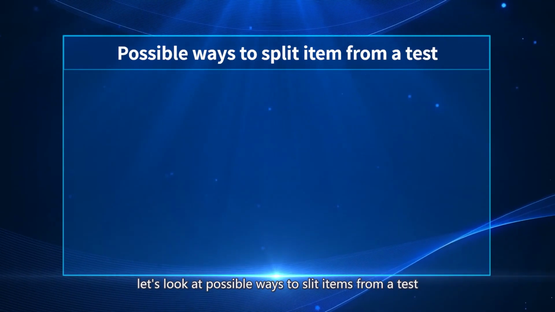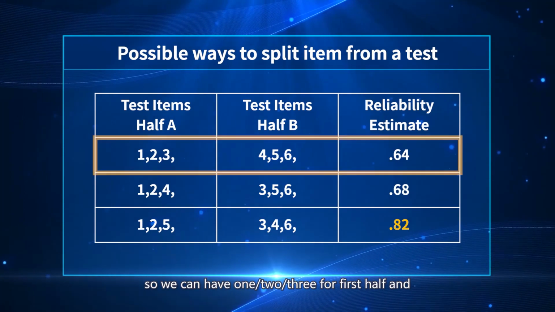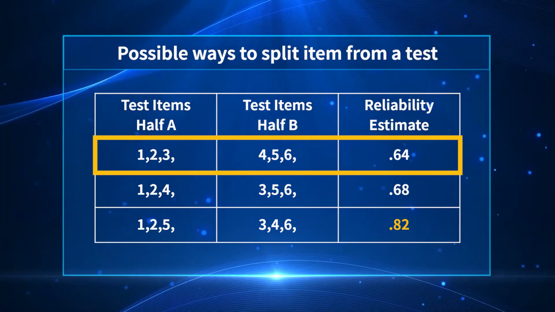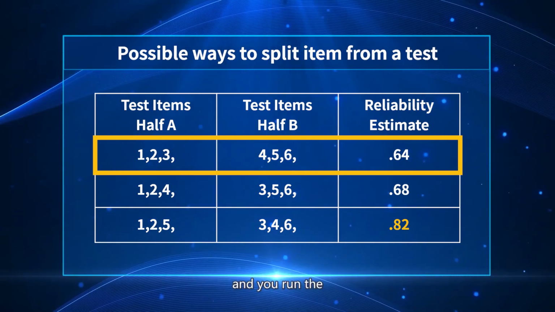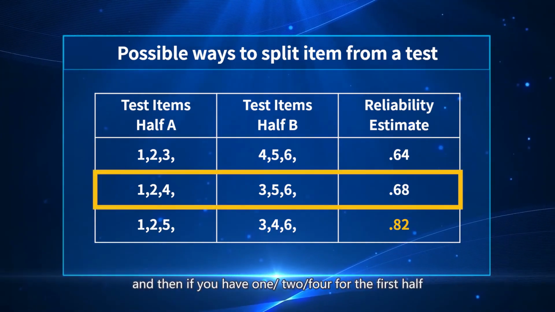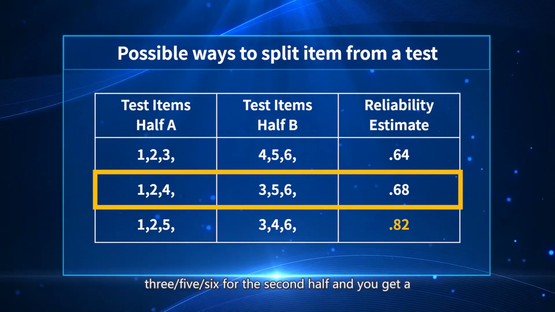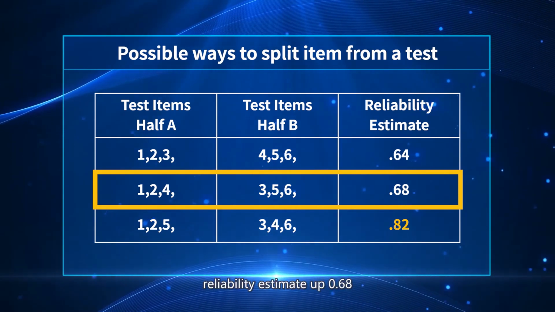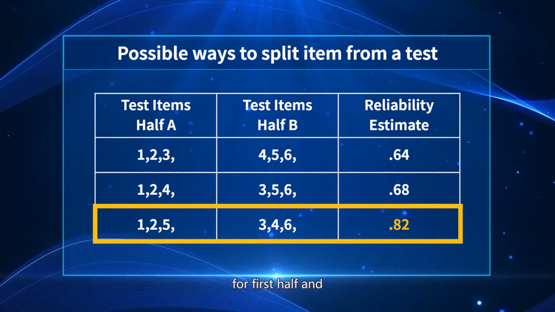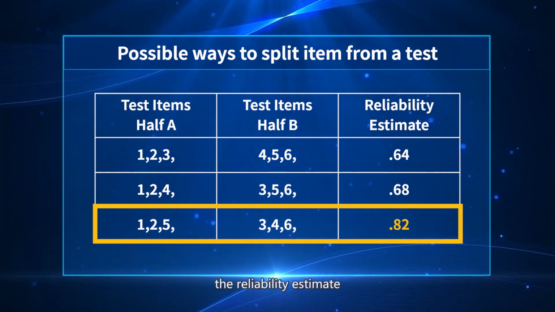Let's look at the possible ways to select items from a test. Let's look at 6 items. You can have 1, 2, 3 for the first half and 5, 4, 6 for the second half, and you run the correlation estimate, it's about 0.64. And then if you have 1, 2, 4 for the first half, 3, 5, 6 for the second half, you get a reliability estimate of 0.68. And then you have 1, 2, 5 in the first half and 3, 4, 6 in the second half, and you get 0.82, the reliability estimate.